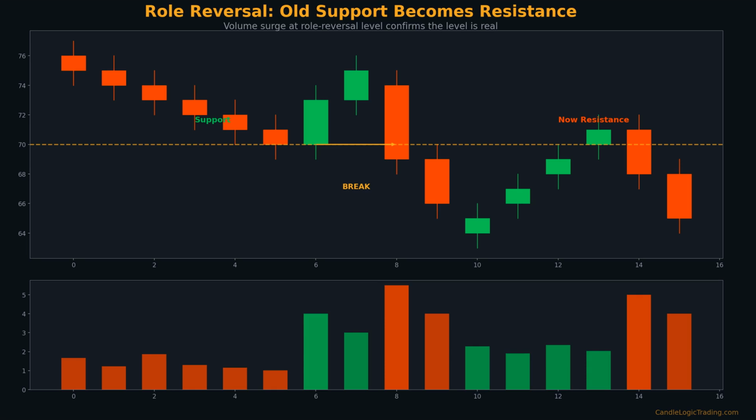This is a very clean trade setup because you know exactly where your stop goes, just above the old support level. The risk is defined, the signal is clear, and the volume confirms the conviction. The same works in reverse. Resistance breaks on heavy volume, stock pulls back to it from above, bounces with heavy volume and a bullish candle. Old resistance is now support. Another clean trade. Volume at role reversal levels is one of the highest probability setups because it combines multiple confirmations: the level itself, the volume at the break, and the volume at the retest. 3 layers of evidence.